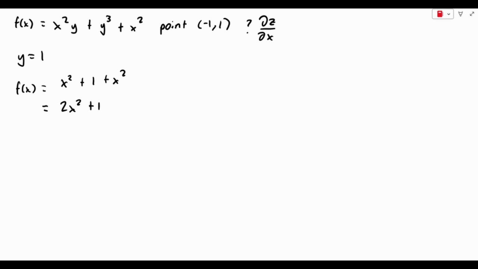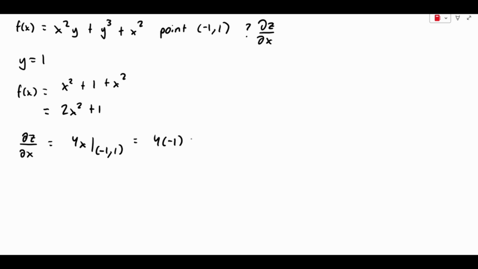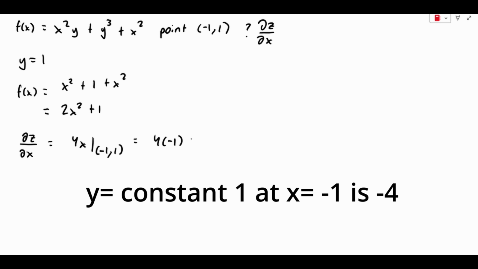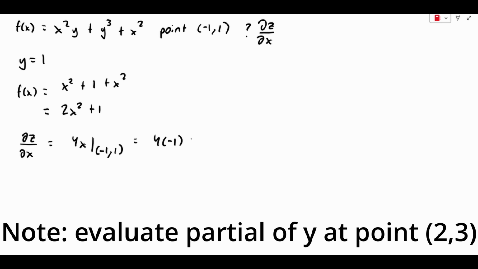Now, the partial derivative is just the derivative with respect to x, which is 4x. If we wanted to evaluate it at, say, point -1, 1, the partial derivative is 4 times -1, which is -4. So the slope of the tangent line of the slice in the plane y equals constant 1 at x equals -1 is -4.